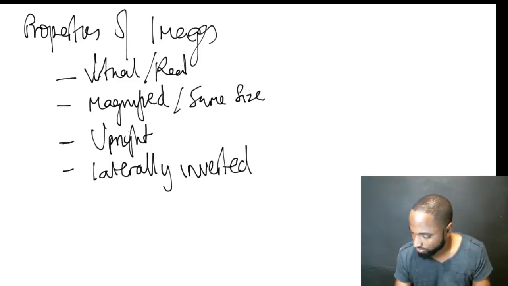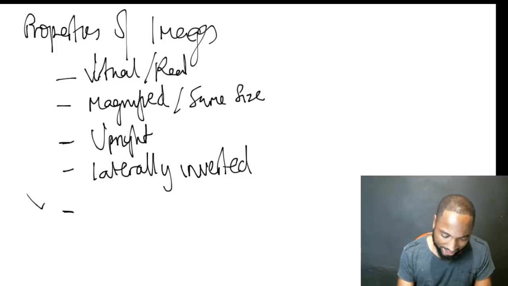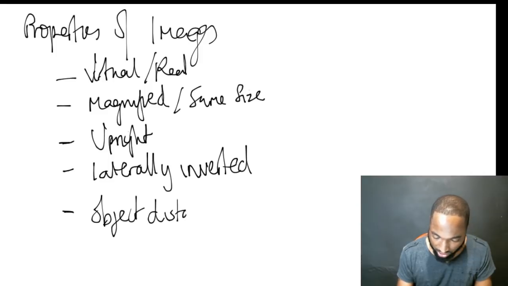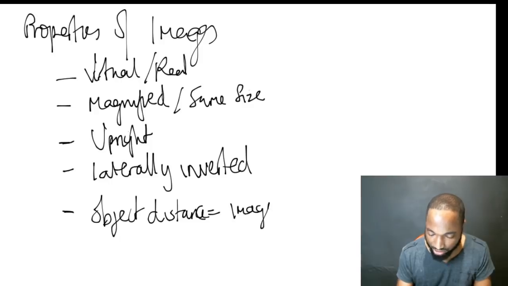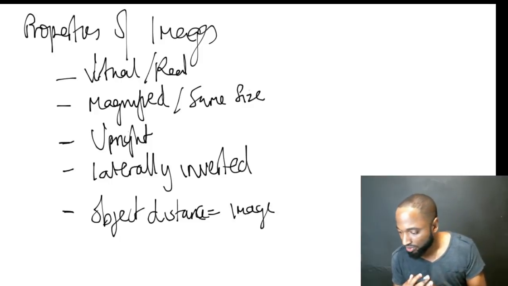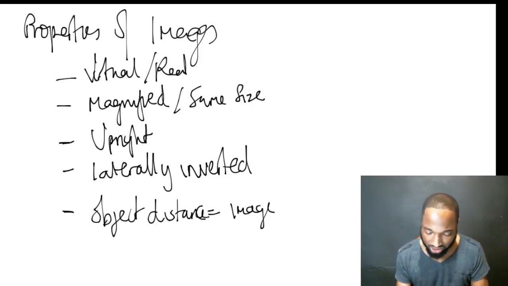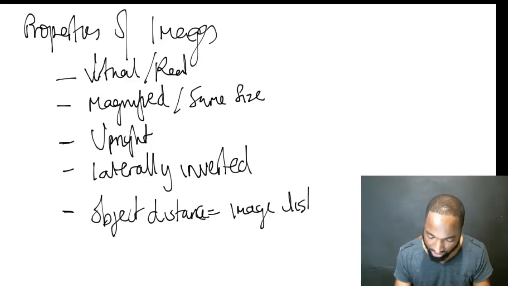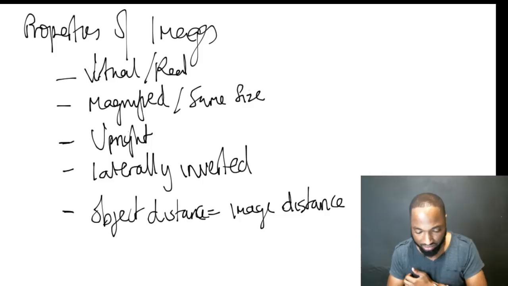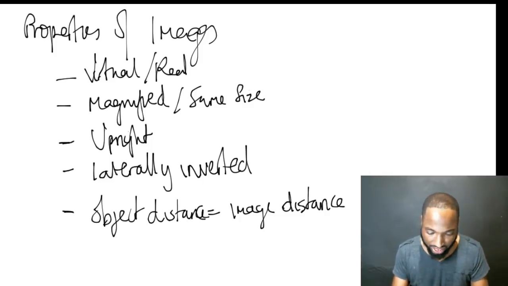And the next thing they could talk about, which kind of ties into the magnified, is the object distance. Is that equal to the image distance? In other words, is the image as far behind the mirror as the object? Right? So they can talk about that in the object distance. Is it equal to the image distance? So when we start to talk more about lenses and mirrors and reflection, we need to examine images using these properties.